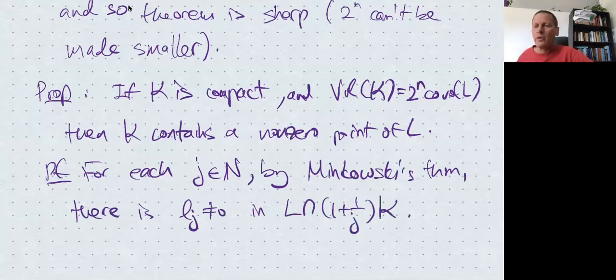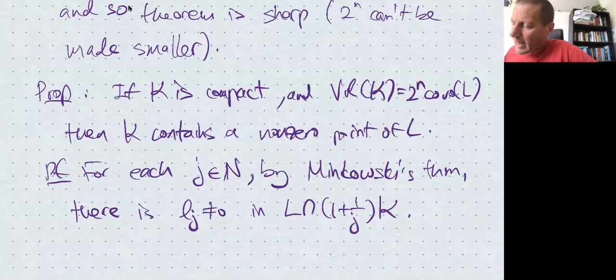So what I'm doing is I'm taking K and inflating it by a factor of 1 plus 1 over j. That gives a new symmetric convex body. K was symmetric, so this is symmetric, and K was convex, so this is convex. And now for this new body, we have strict inequality here, so we can apply the Minkowski theorem and find a non-zero element here.